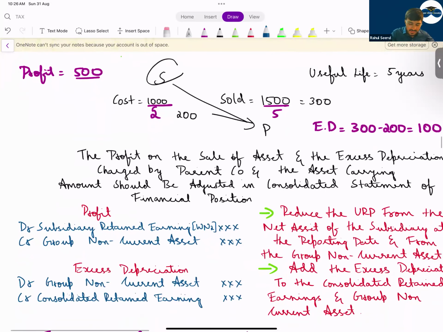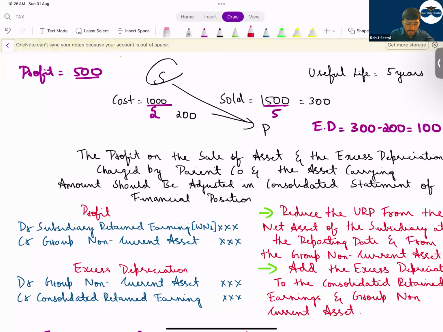So now subsidiary to parent, sir. Subsidiary to parent, that means who has recorded more profit? Subsidiary company recorded more profit of how much? 500.